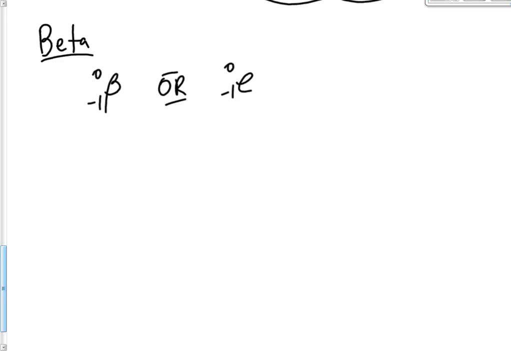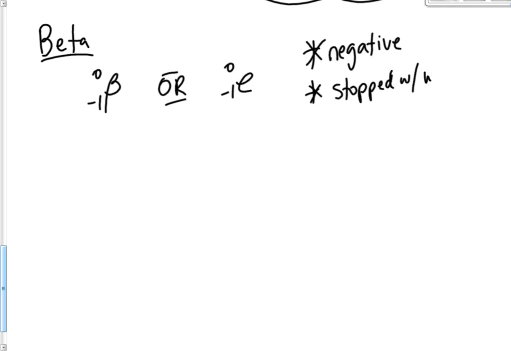All right. So basically, what is happening is a neutron is being split into a positive and a negative particle, and that negative particle is moving on somewhere. Okay, so these are negative in nature, right? And beta particles can be stopped with wood or aluminum. And if you wrapped yourself in aluminum foil, I could shoot you with as much beta particle radiation as I wanted to, and you wouldn't get hurt.